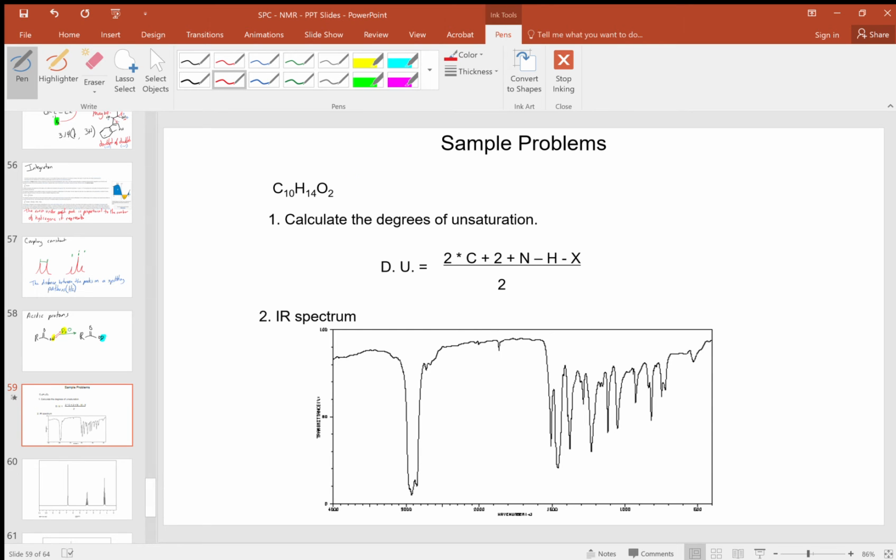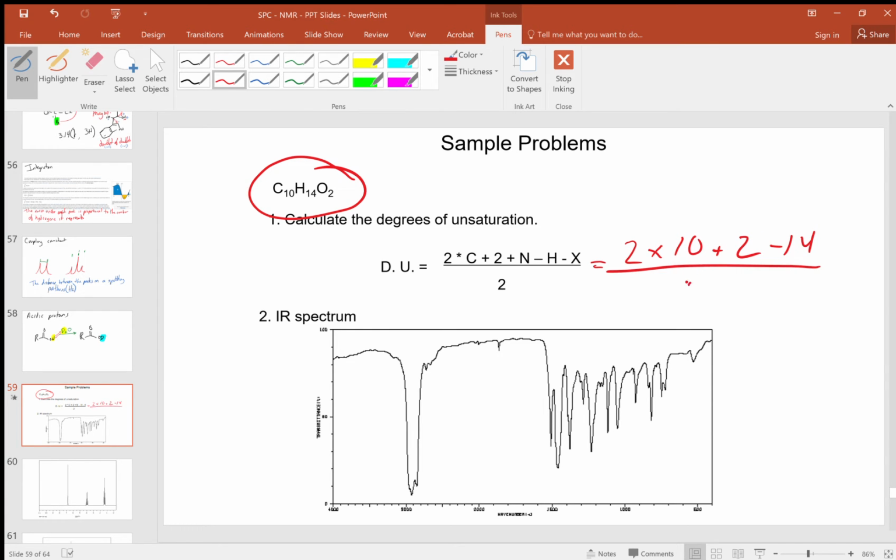Alright, so here we have our formula, C10H14O2. If you may notice I'm trying to suggest a first step: calculate out your degrees of unsaturation. And we get a total of 4. As we've said previously, the first thing that says to me is aromatic. Now let's look at our IR.